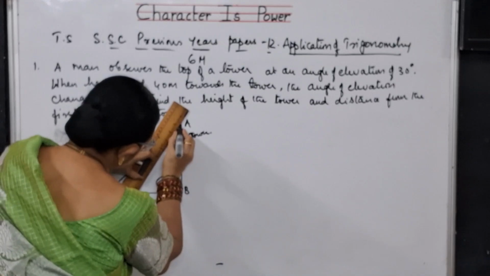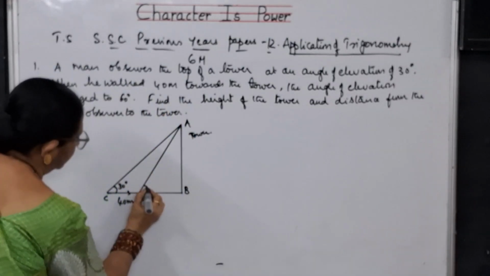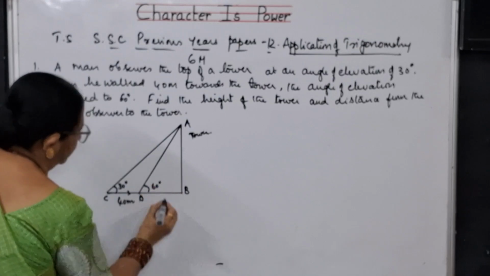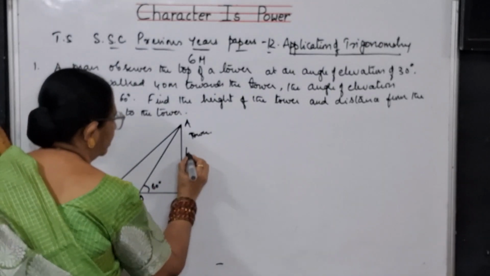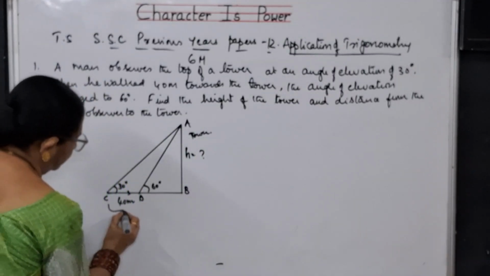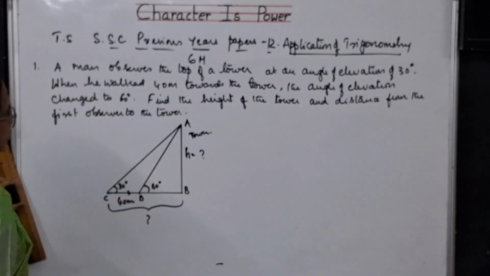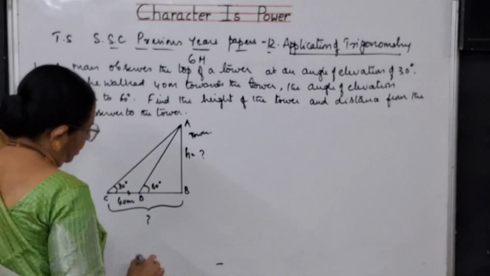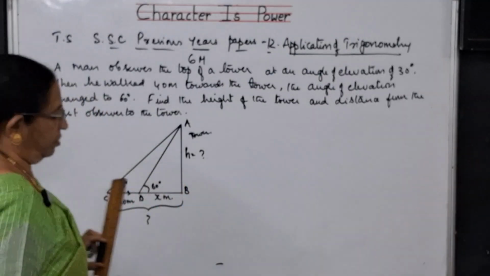So this elevation got changed to 60 degrees. Now the question is, find the height of the tower. Height is how much? And total distance from the first point, this is how much. So let me consider this as x meters.